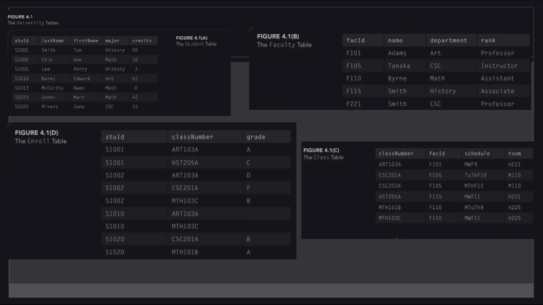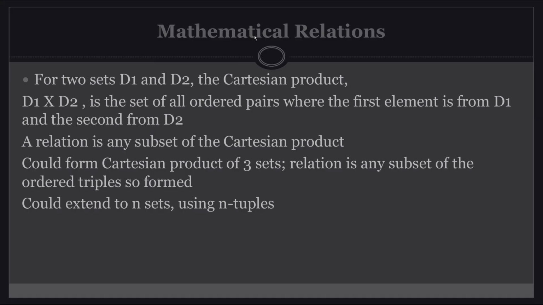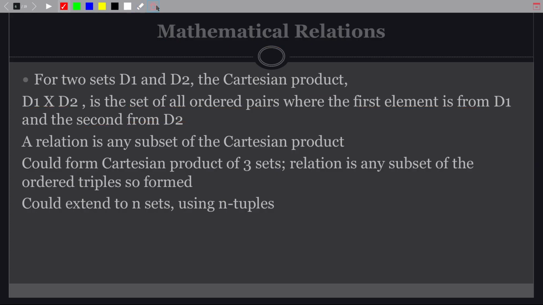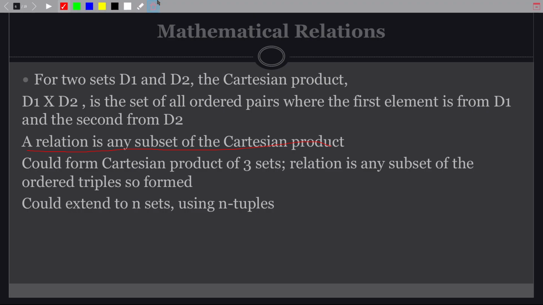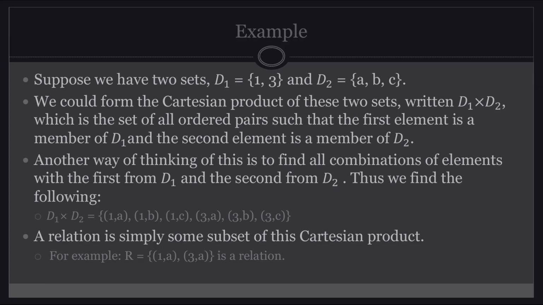moving on, we're gonna skip this example for now and move immediately to the mathematical relations, okay? So given two sets, D1 and D2, their Cartesian product, denoted D1 times D2, is the set of all ordered pairs. So couples, right? Where the first element is from D1 and the second is from D2. And then the relation, a relation, is any subset of this Cartesian product.